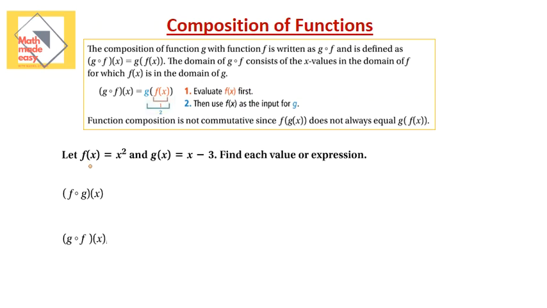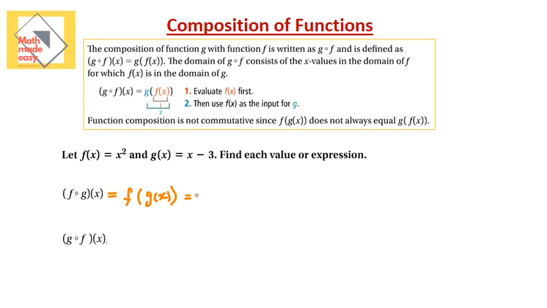It says here, let f of x equal x squared and g of x equal x minus 3, and find each value or expression. Now I want to find f composition of g, and as we said, our main function is going to be the first one, which is f. F is equal to x squared. Now am I going to write that as x squared? No, I am going to write that f is going to be my main function, and I'm going to substitute in f with the other function, which is g of x.